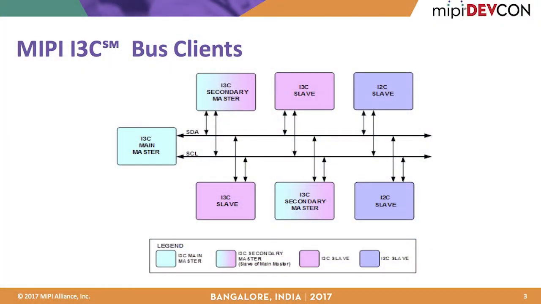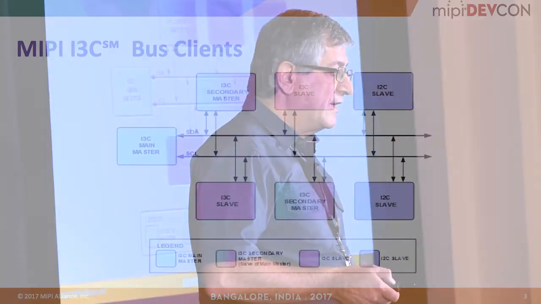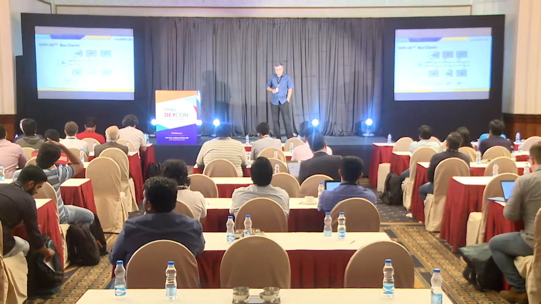This is a general picture of what the I3C highway looks like. It has various devices on it. It's got masters from I3C, a combination of main master and secondary master. It's got slaves. They are I3C slaves, and at the same time, it can actually converse back with legacy I2C devices.